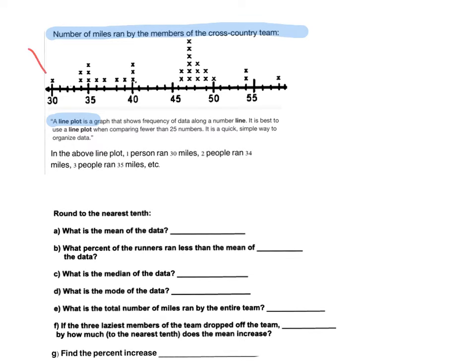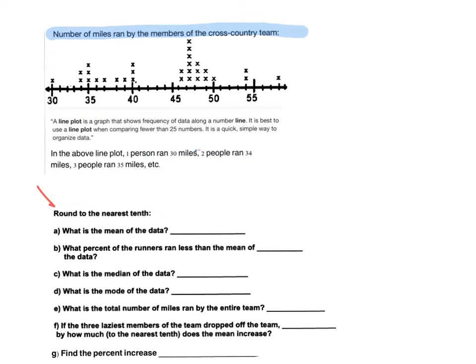So this particular X over here above the number 30 means that one student on this cross-country team ran 30 miles. If you notice above the number 34, there's 2 X's. So that means 2 students ran 34 miles. So if there's no X's above a data value, so for example, here is the data value 43, there's no X's there, which means no students ran 43 miles. So this is what we call a line plot.